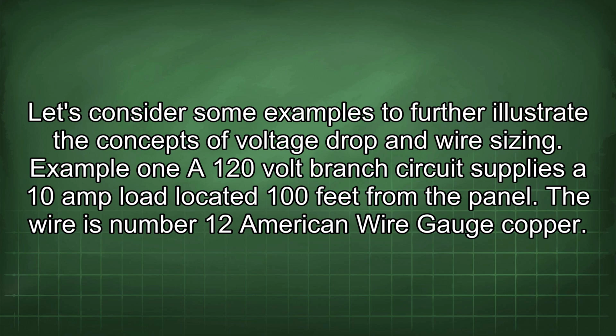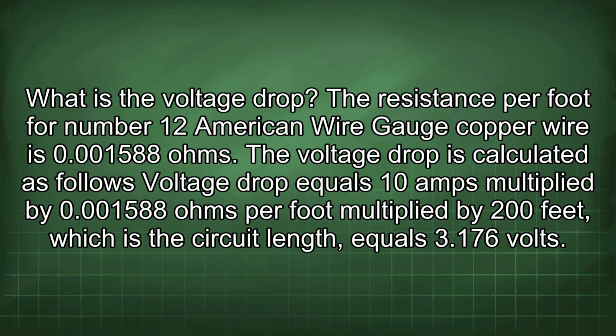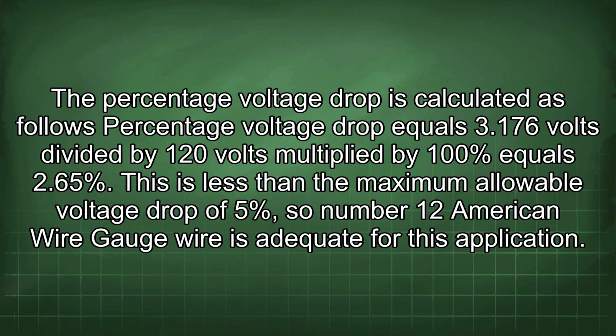Example 1. A 120-volt branch circuit supplies a 10-amp load located 100 feet from the panel. The wire is number 12 American wire gauge copper. What is the voltage drop? The resistance per foot for number 12 American wire gauge copper wire is 0.1588 ohms. The voltage drop is calculated as follows. Voltage drop equals 10 amps multiplied by 0.1588 ohms per foot multiplied by 200 feet, which is the circuit length, equals 3.176 volts. The percentage voltage drop is calculated as follows.